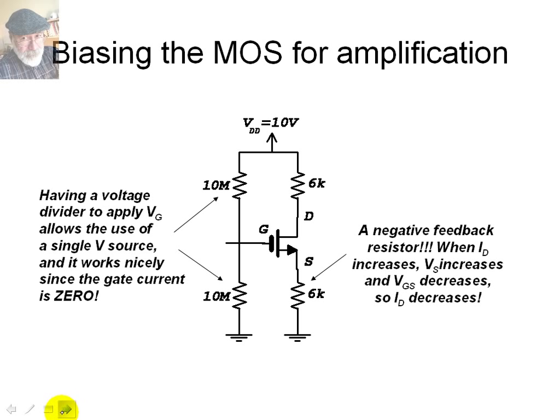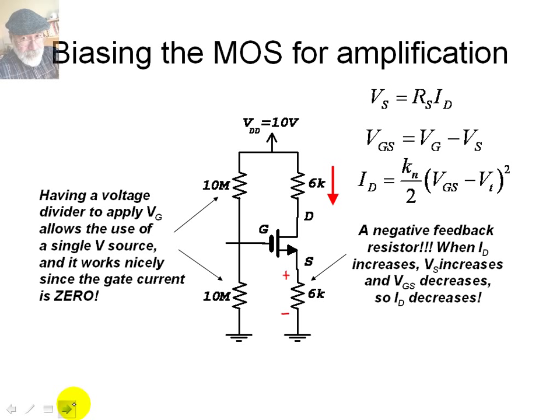On the other side, this resistor provides a negative feedback. When the current in the drain, this current, increases, this voltage also increases, which means that VGS will be smaller and that will reduce the drain current. Let's see that again. Remember that Vs, this voltage, is given by Ohm's law, is Rs, this resistor, multiplied by this current, ID is the same current, right? And VGS is Vg, that is constant in this circuit, minus Vs, the one on the top.